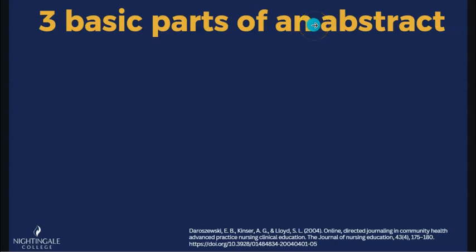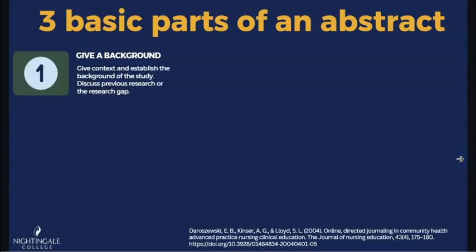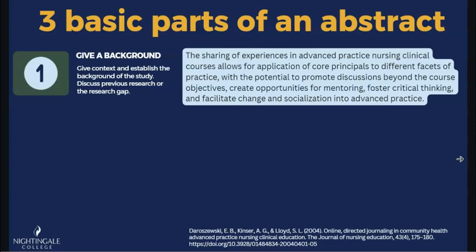We're going to break each of these shortened types of text into three basic parts. First, we're going to look at an abstract. The first thing we should notice in an abstract is the background. We're going to give context and establish the background of the study. This often looks like describing previous research or the gap that the research fits into.